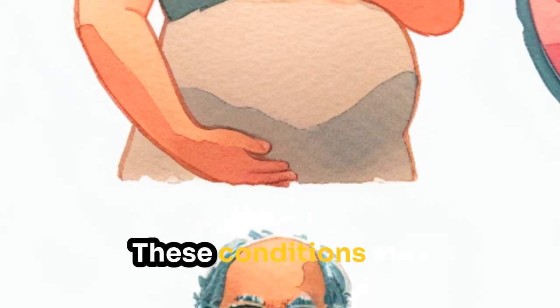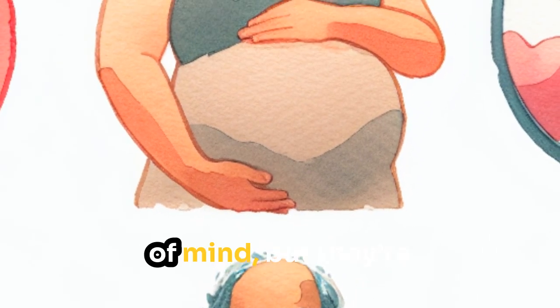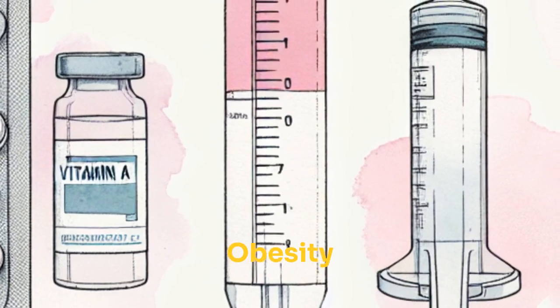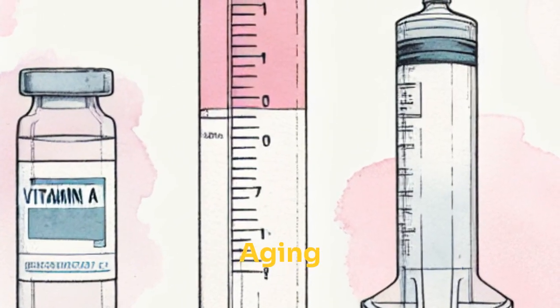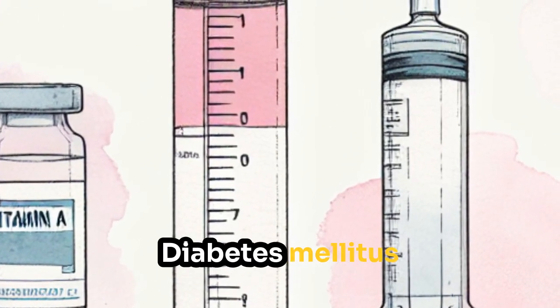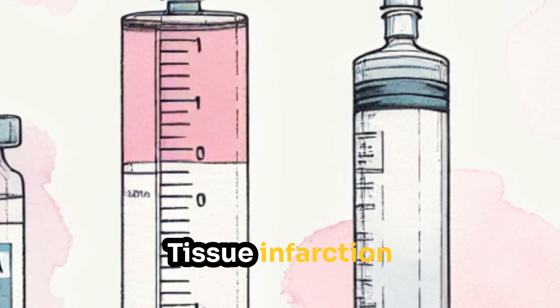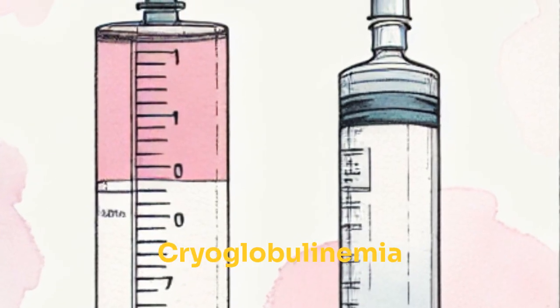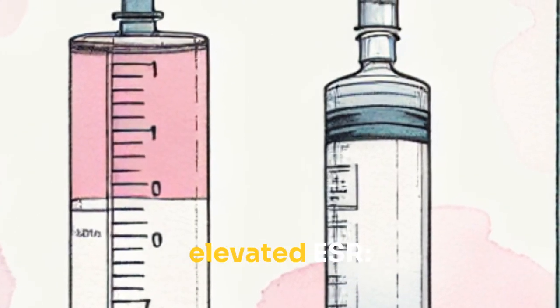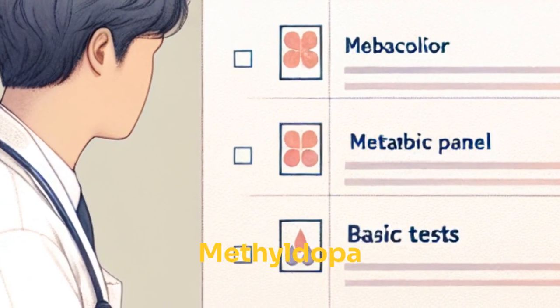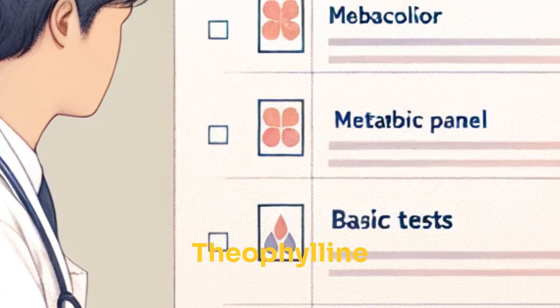Don't forget the miscellaneous category. These conditions may not always be top of mind, but they're important to consider. Anemia, obesity, pregnancy, aging, diabetes mellitus, hyperlipidemia, recent surgery or trauma, tissue infarction, cryoglobulinemia, and a few medications can also lead to elevated ESR. Oral contraceptives, methyldopa, vitamin A, theophylline.